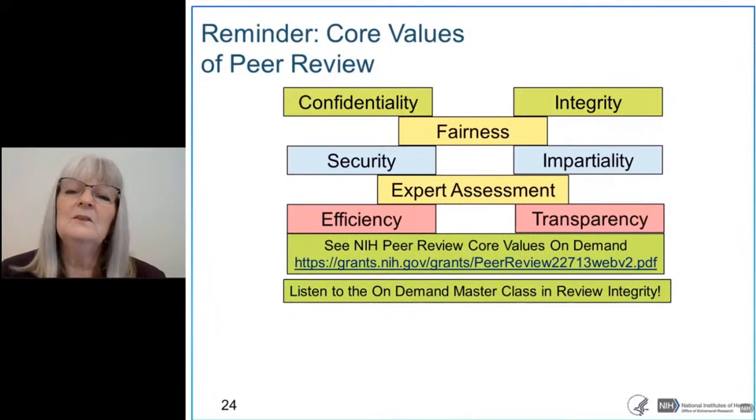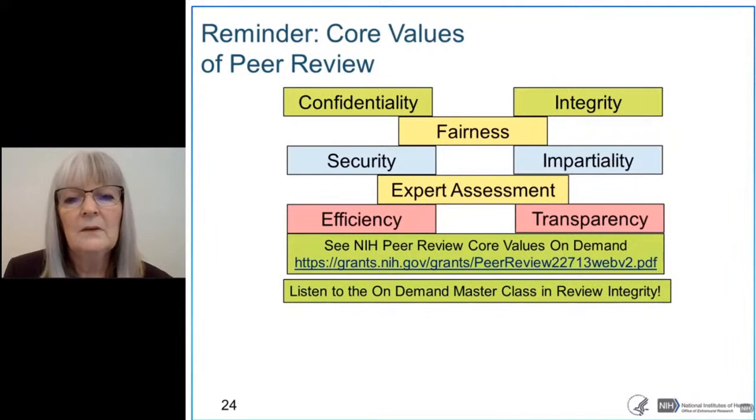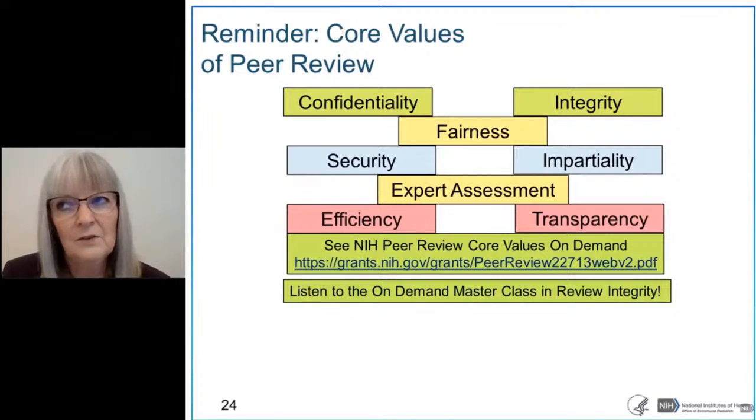Expert assessment means that the NIH does our very best to recruit scientific expertise to review the applications. And this is one basis for an appeal if you believe that the expertise is not adequate. But keep in mind that expertise is in the eye of the beholder, and it is up to the NIH to provide that expertise.